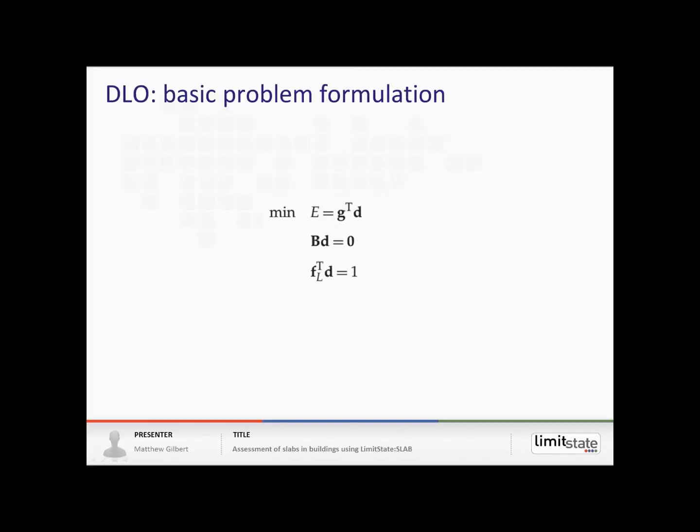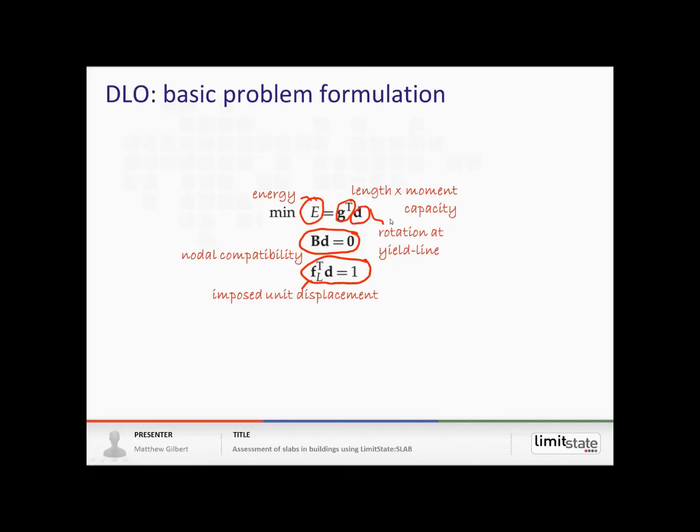In terms of the mathematics, what we're basically doing is we're minimizing energy. So we're actually minimizing the internal energy, but we're using the principle of virtual work to impose a unit displacement. So it's equivalent to equating internal and external work. And the key novelty, if you like, is that the main constraints in the equation are nodal compatibility constraints.